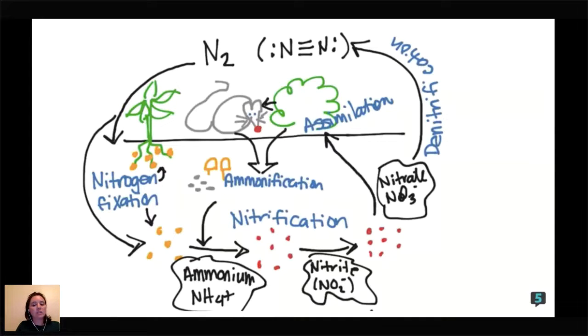Do you guys have any questions about the nitrogen cycle so far? I don't see any questions down here at the bottom. Nothing's popping up over there in the chat. If you have a question that I'm not answering, go ahead and ask it in that ask a question button at the bottom, and I'll get to it at the end.